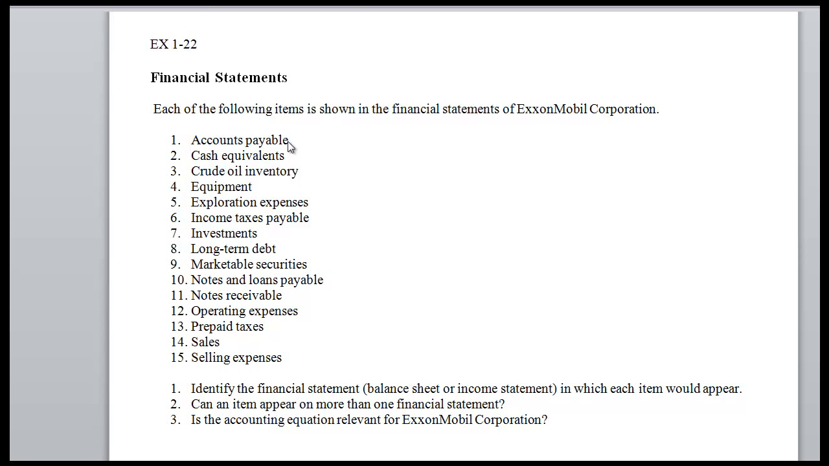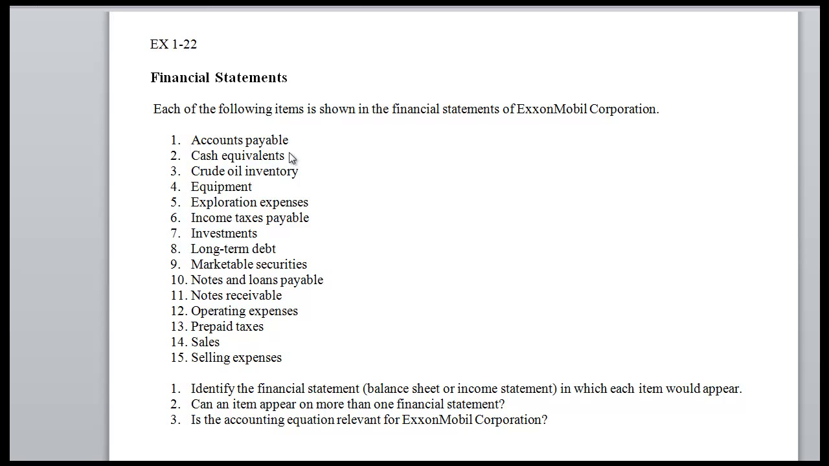Accounts payable, that is a liability. Okay, that's going to show up on our balance sheet. So the balance sheet shows this as of a specific date. It shows all the assets that we have, all the liabilities, and all the owner's equity, and they all must be equal. So that falls on the balance sheet.